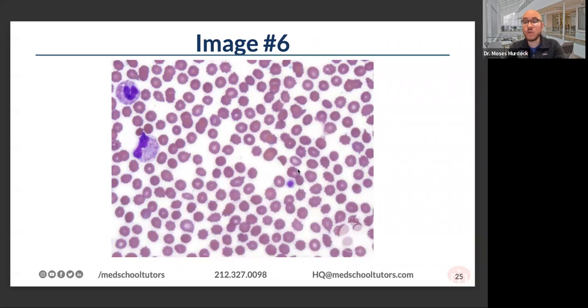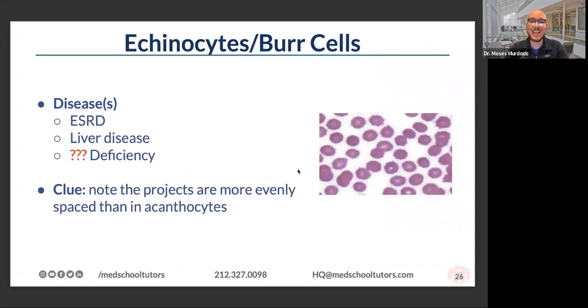But I don't want you to worry about that. There will only be one correct answer for any vignette that you have. So as correctly put in the chat, this is an echinocyte, also known as a Burr cell, right? The most common diseases that lead to echinocytes or Burr cells are end-stage renal disease and liver disease, so two big organs in internal medicine.